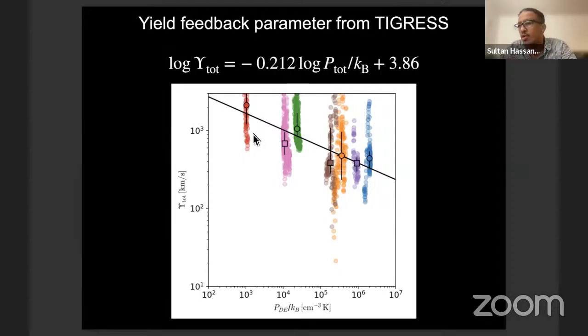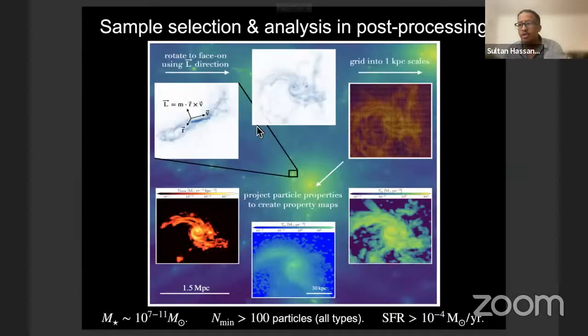Okay, so we know now. So our theory is kind of complete. So now how do we do this? So this analysis is just in post-processing. So we go to TNG50 simulations. We select galaxies with stellar masses from 10 to the 7 to 10 to the 11. We assume that we have a resolved system, so the minimum is 100 particles at all times. And then we have a star formation threshold, so we don't go to very unresolved systems.